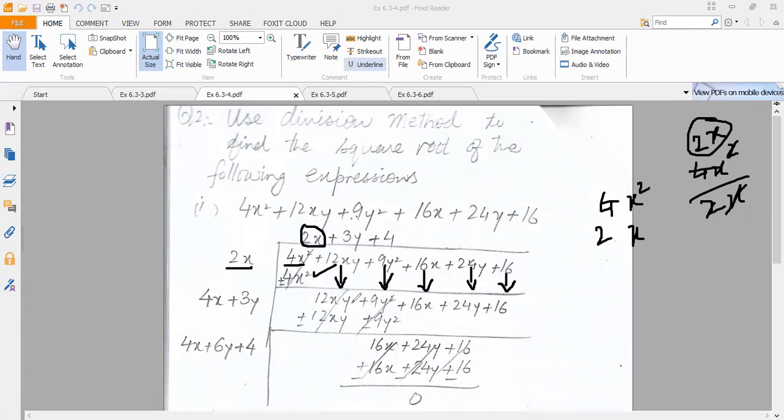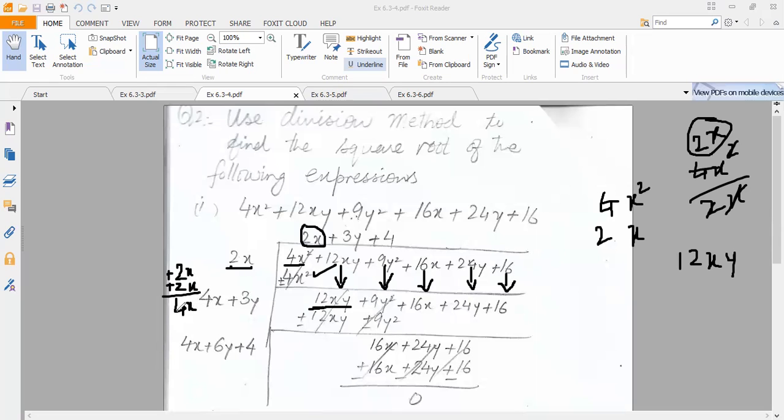Now there is 12xy plus 9y square. Look at the first one, which is 12xy. I will keep it 12xy here. But I am taking this from the inside. Outside I have 2x. This 2x will be added, so 2x plus 2x will be 4x. So I will write 4x.